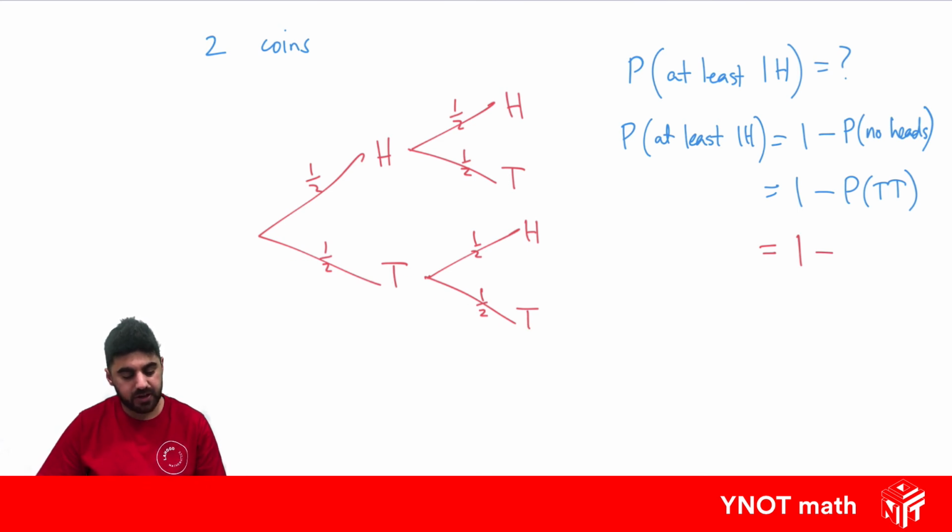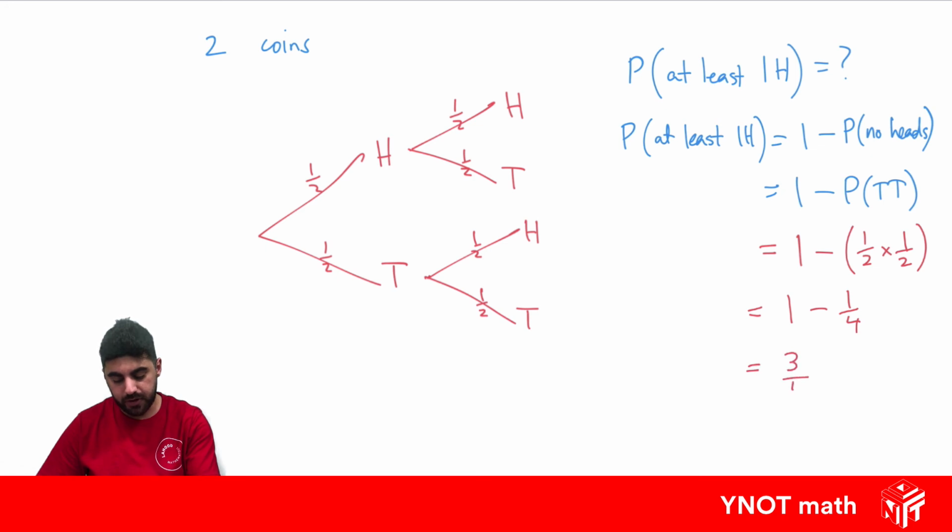So we can just do a half times a half for the probability of 2 tails. That's a half times a half, where we get 1 minus half times a half gives us a quarter, and 1 minus a quarter is 3/4. So the probability of getting at least 1 head is 3/4. We didn't have to use complementary events. We could have found the probability of getting at least 1 head, which is here, here, and here, and added them all together, and it still would have given us 3/4, but this is a bit of a shortcut.